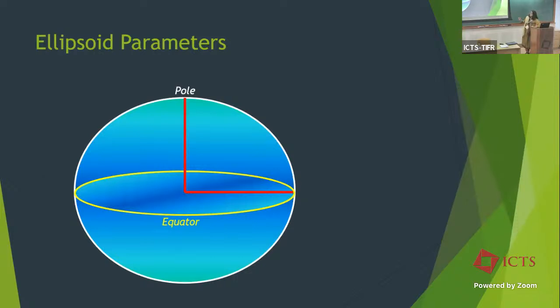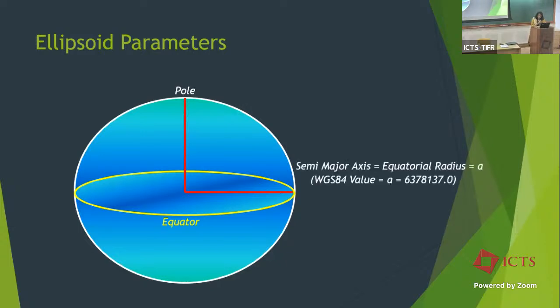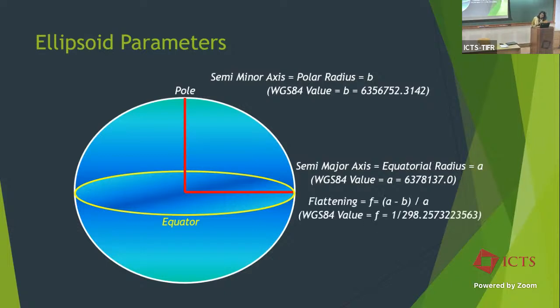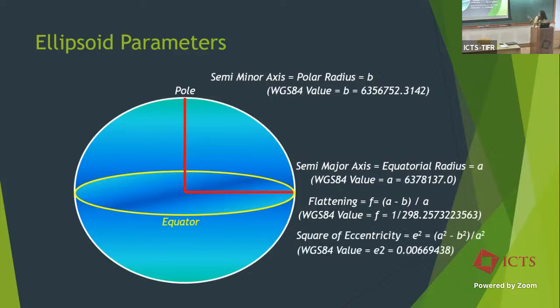So these are just mathematical parameters by which ellipsoids are defined. You have a semi-major axis. I've just given the values for WGS 84 in brackets. You have a semi-minor axis. You have a parameter that measures the flattening of the shape and the eccentricity. So very often when you look at the metadata of a GIS layer, you'll see these numbers, these parameters. So I just want you to understand what you're looking at. Okay? It's the mathematical definition of the reference ellipsoid.